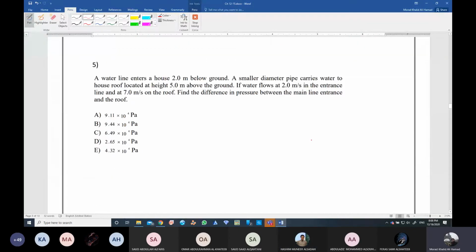One more question, Shabab. A water line enters a house 2 meters below the ground. Here we have the ground, and this is the water line. A smaller diameter pipe carries water to the house floor located at height 5 meters above the ground. If the water flows at 2 meters per second at the entrance, so velocity here is equal to 2 meters per second, and it is 7 meters per second on the roof.